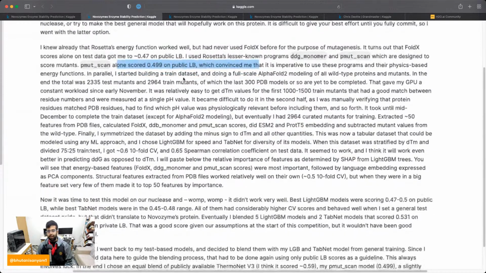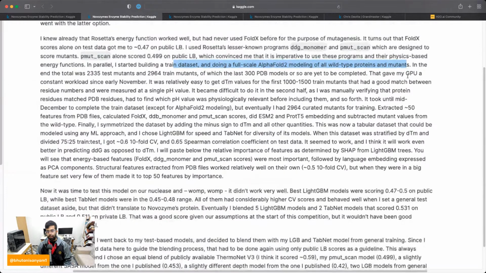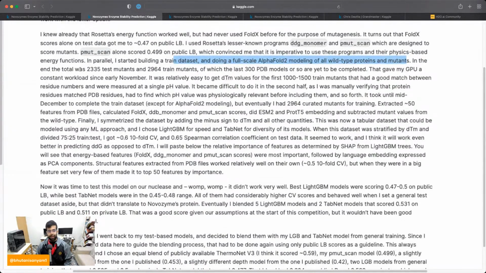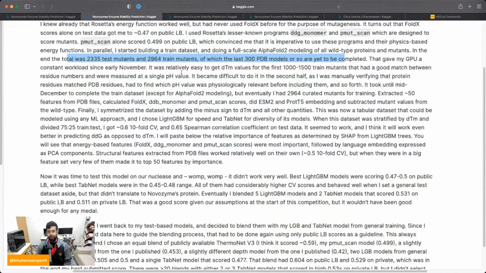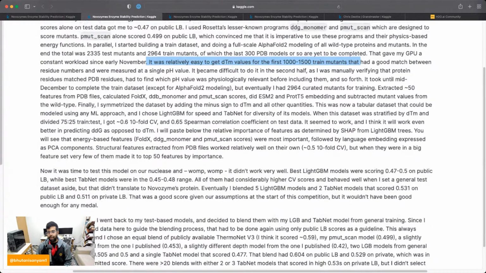In parallel, he started building a train data and doing a full scale AlphaFold 2 modeling on all wild type proteins. And he ended up with a large number of test mutants and train mutants, of which the last 300 models are yet to be completed. Then he calculated the DTM values for the train mutants, and he says it became difficult to do it in the second half, where he was manually verifying the protein residues for calculating the pH values.